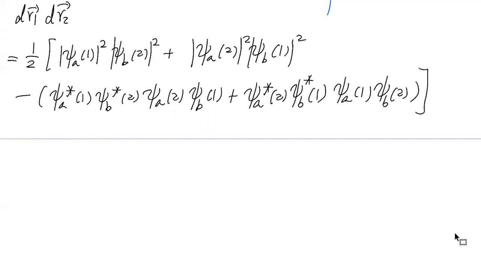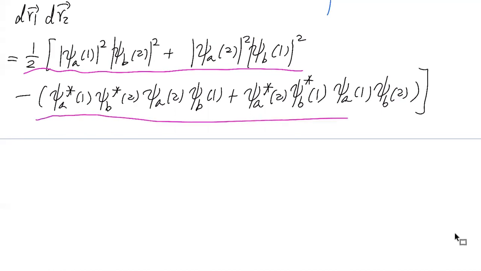Right? So the first two terms, again, are the average of the independent probability distribution. But now you need to minus a term, minus a positive term. This is the correlated term, right? So now the probability is smaller than for two completely independent electrons, right?